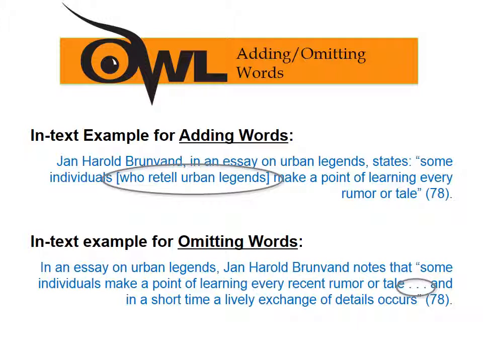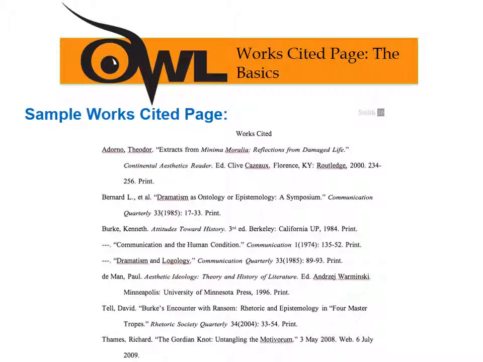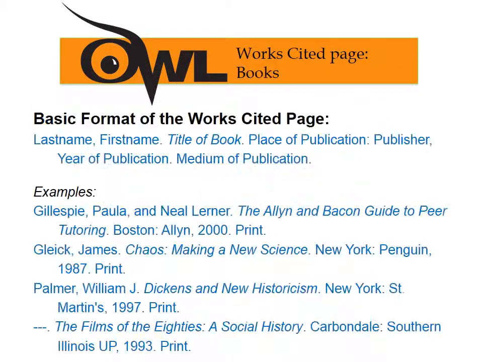Sometimes you want to omit words. Sometimes the author has said more than you want. You do that with ellipses, which are essentially 3 periods after a word that signifies that you are skipping words within a sentence. Here's a sample works cited page. We're going to go over this more when we get to the next paper, but I just want to show you what one looks like.